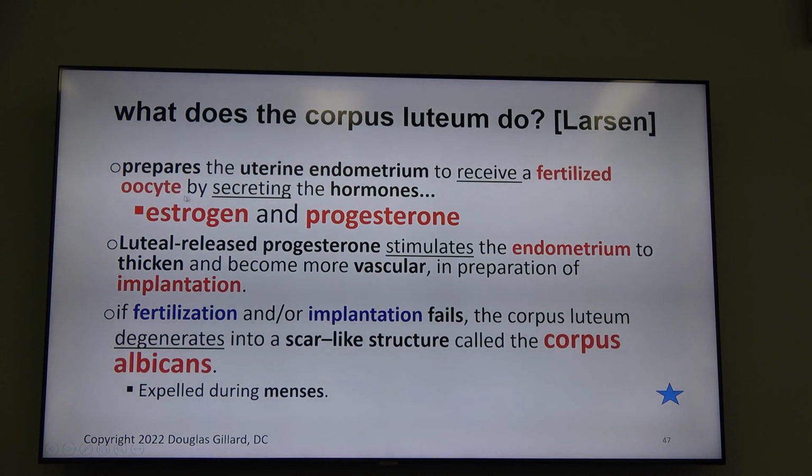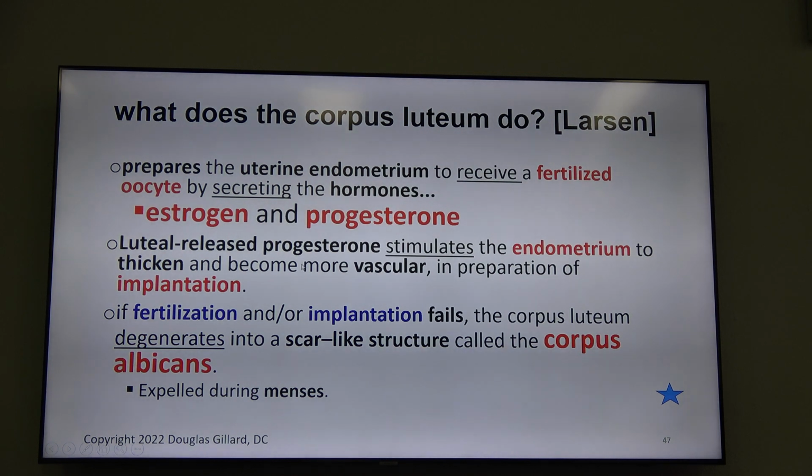Okay, so what does this corpus luteum do? It's an endocrine structure. It secretes hormones. Where do hormones go, by the way? Into the bloodstream? Yep, they go into the bloodstream. They secrete estrogen and progesterone. And we're going to look at something called HCG, human chorionic gonadotropin. That's going to come into play here, because it's going to bind to these cells and prolong their ability to secrete estrogen and progesterone. But for right now, they can do it all by themselves.